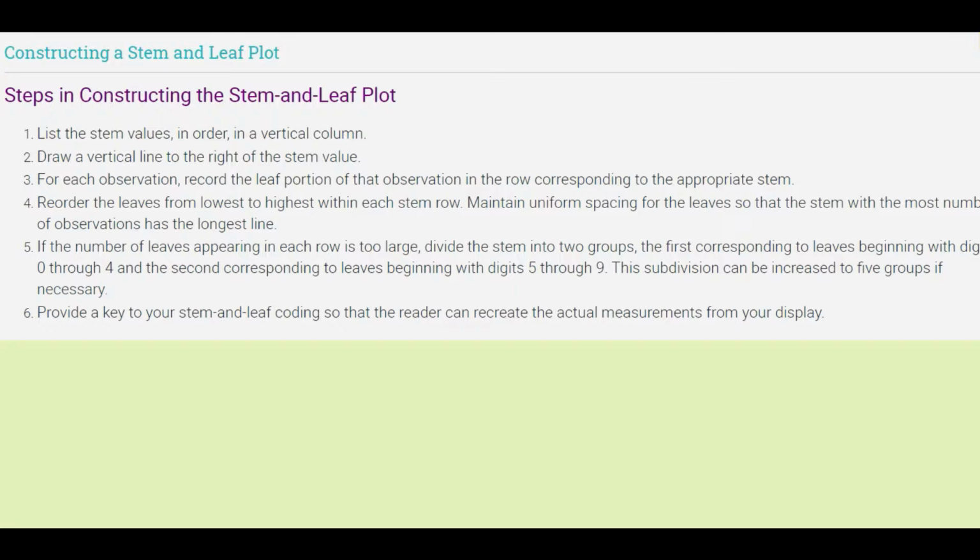So here are the suggested steps in constructing the stem and leaf plot. To develop the plot, first, we have to list the stem values in order in a vertical column. These are the leading digits of the measures. Next, draw a vertical line to the right of the stem values. This is to separate our stems from the leaves.